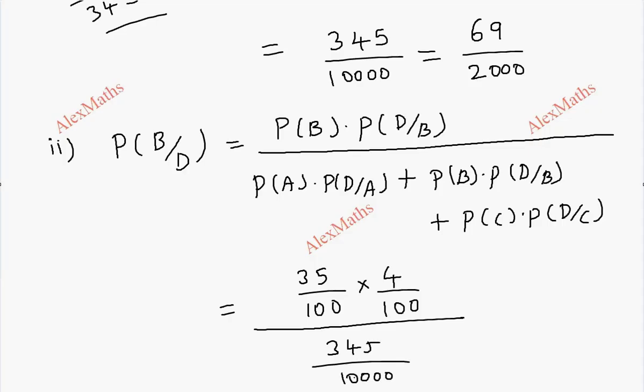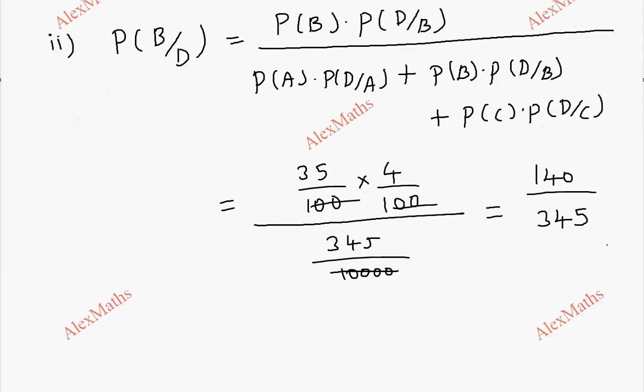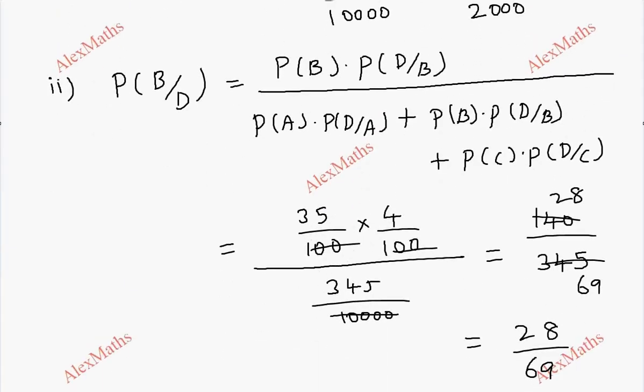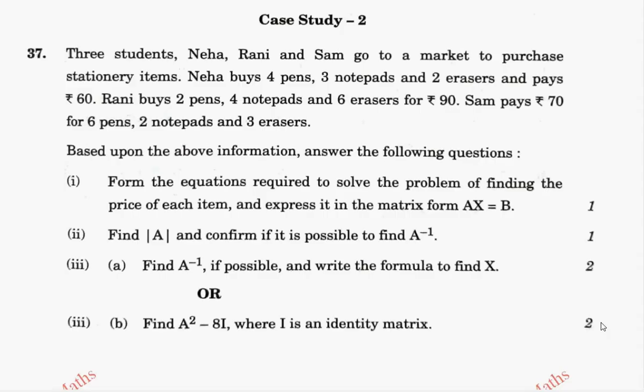So it's better to take this value because we can cancel all the hundreds and this 10,000 together, and now it is 35 into 4 is 140 by 345. By cancelling with 5 table, 5 2 times 10, again 40 is there, so 8 times 40, so this will be 69, so 28 by 69. Next question number 37, case study 2.